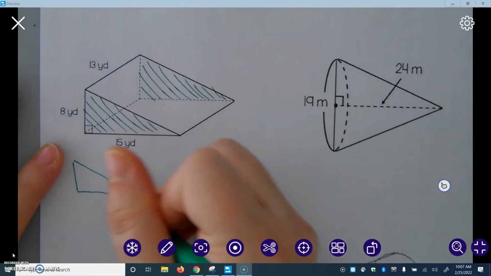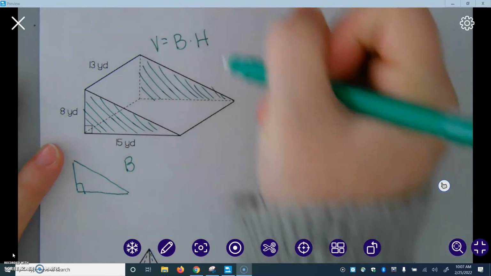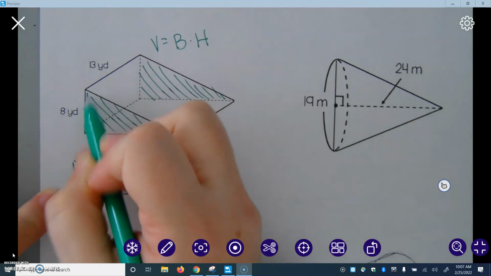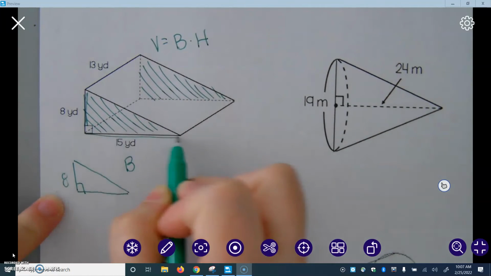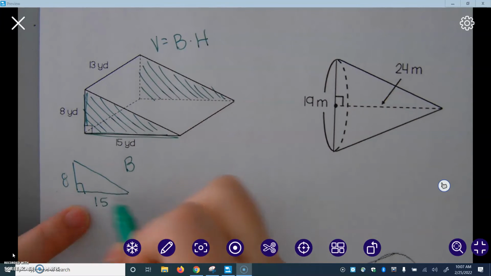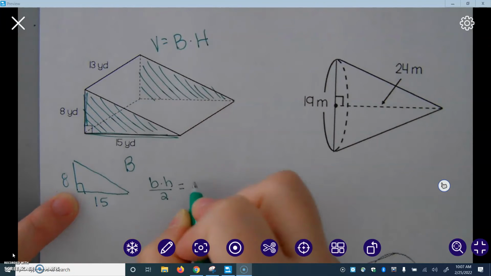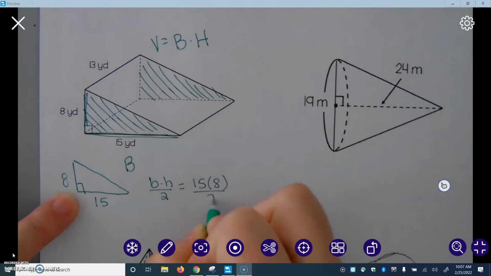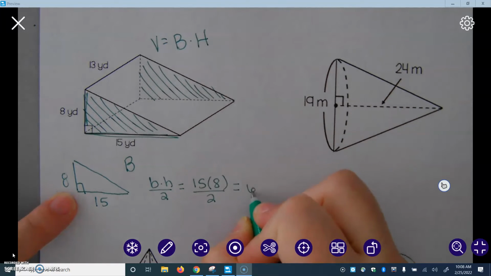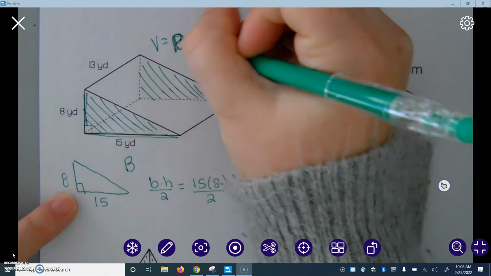So I'm going to have to find the area of that triangle. That's the capital B. My formula is base times height. So if I look at my triangle, that's 8, and that is 15. Now I don't need to know this side because that's my base, that's my height. So my triangle formula, base times height divided by 2, will be 15 times 8 divided by 2. That would be the area of that triangle. So go ahead and do that in the calculator. And I got 60. So that's the area of my base.